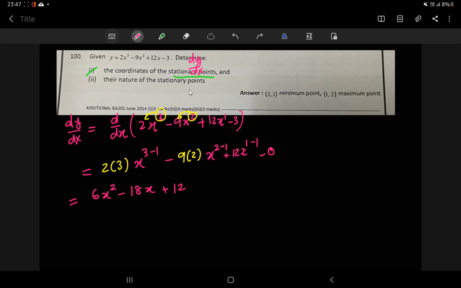Now, because we are going to find the stationary point, I will write it here: stationary point occurs at dy dx equals 0. Previously I told you that the stationary point is basically dy dx, but that statement is not complete. So stationary point is when dy dx equals 0.